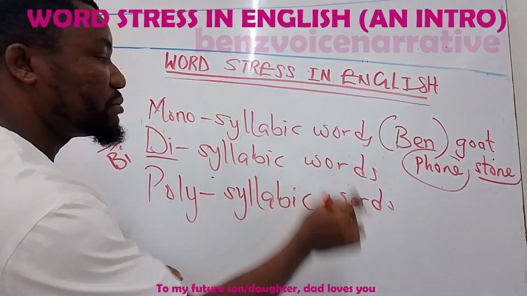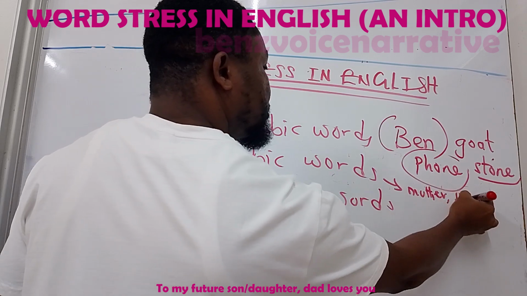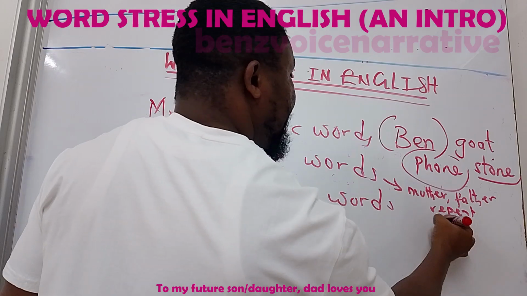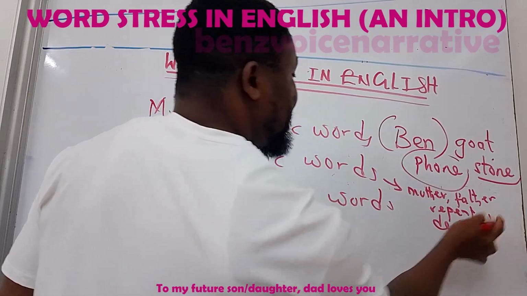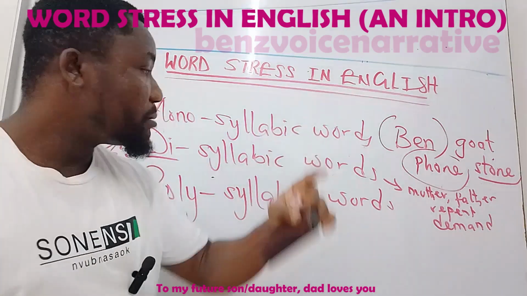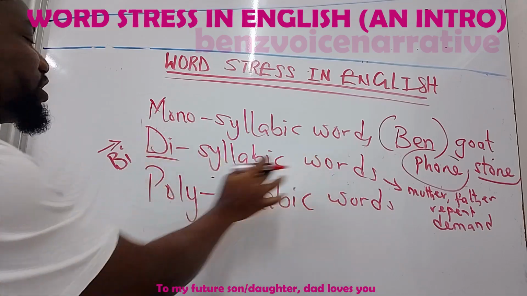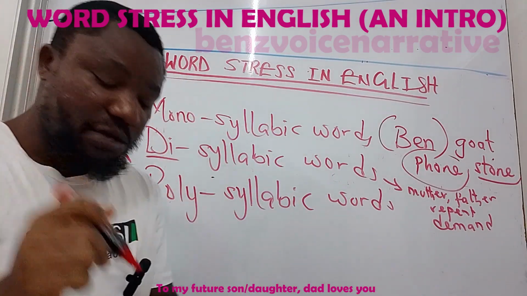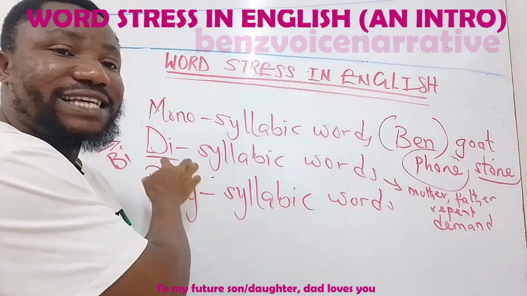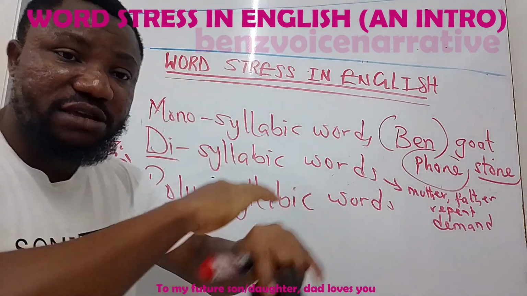So examples of disyllabic words, as I've mentioned before, your mother, your father, you have repent, demand, just two syllables, demand, repent, mother, father, paper. All of these are examples of bisyllabic words or disyllabic words. Remember, another name for disyllabic word is bisyllabic word. Another name for bisyllabic word is disyllabic. You can use them interchangeably.